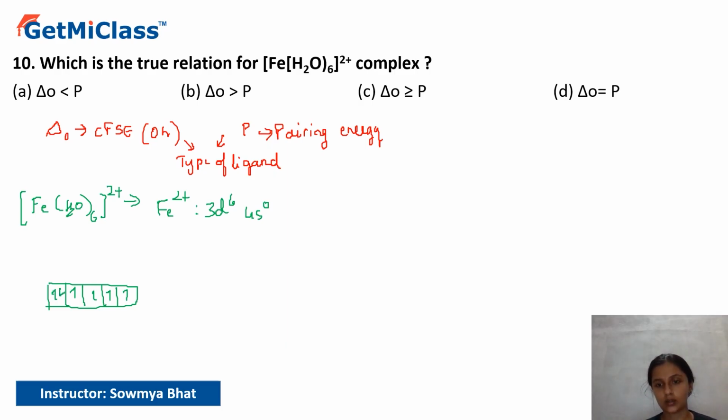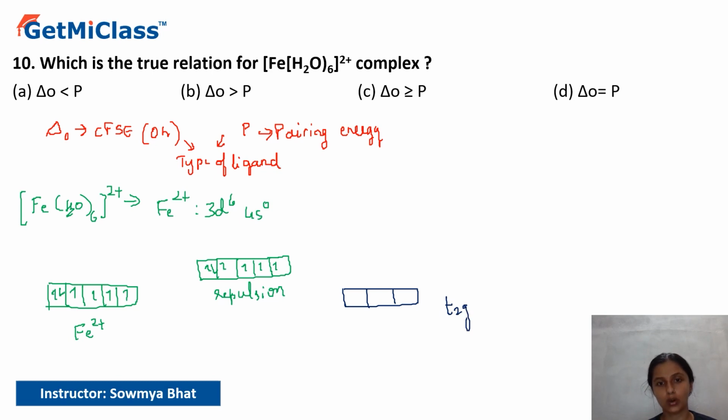Now when all the ligands are coming from equidistant, this is Fe2+. And when all the ligands are coming from the same distance, the energy increases due to the repulsion between the ligand electrons and the metal electrons. Now, since it is an octahedral field, this is going to split into 3 and 2. That's dxy, dyz and dzx. This forms t2g, and the upper orbitals, which are higher in energy, are called eg.